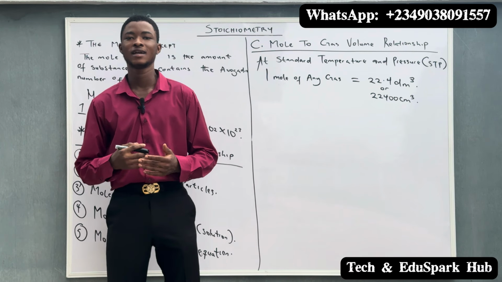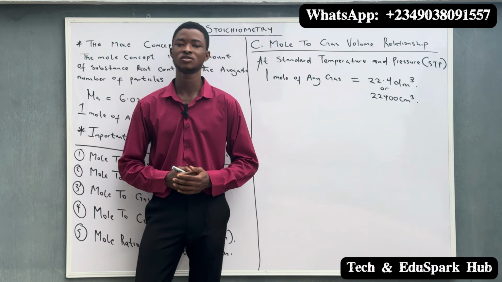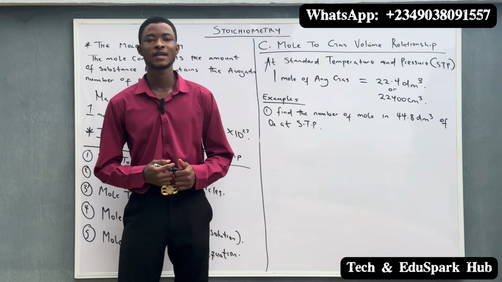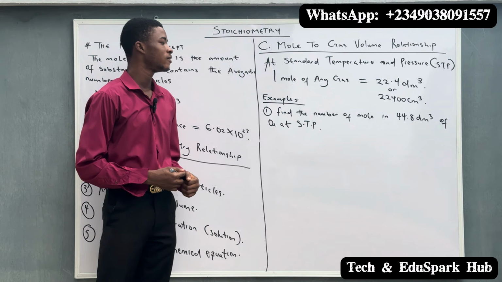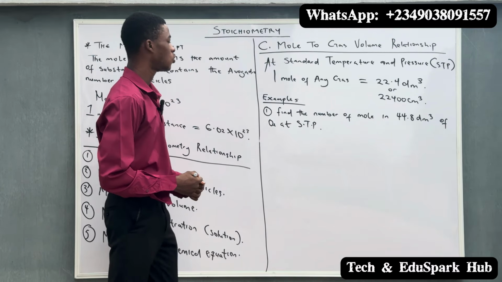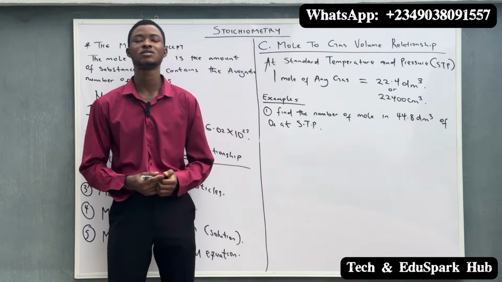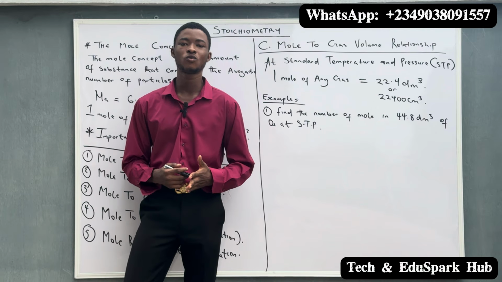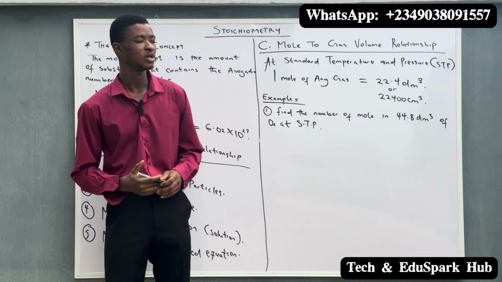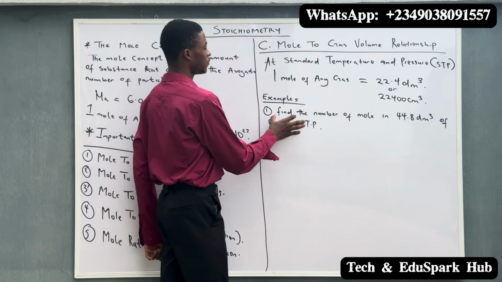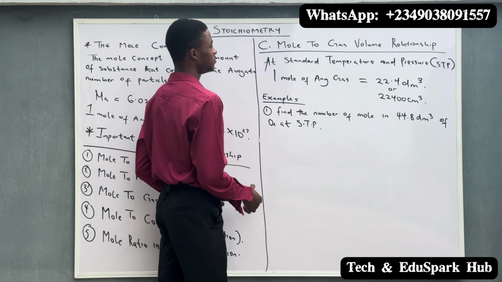So let's look at examples under the stoichiometry of mole to gas volume relationship. And moving to the first example, the question as written on the board says: find the number of mole in 44.8 dm cube of O2 at STP. So one thing about solving stoichiometry questions is that you have to understand the question very well and write your expression clearly so you can know what you are doing. So in this kind of question, the question is asking us to find the number of mole in 44.8 dm cube of O2 at STP.